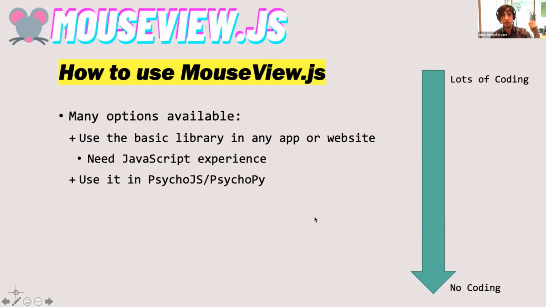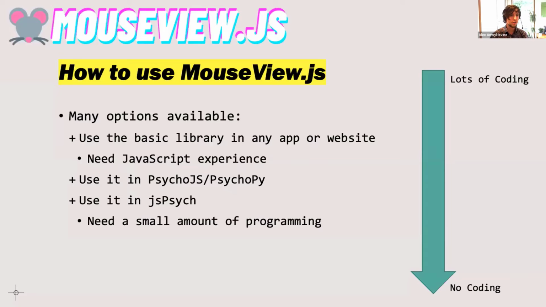Kind of in the middle between coding and no coding, you've got experiment builders like Psycho.js and PsychoPy and JS Psych. However, you still do need to do a bit of programming to understand this. But Gorilla is more towards the kind of no coding thing, so it's kind of appropriate for a small tutorial when I've only got 15 minutes.